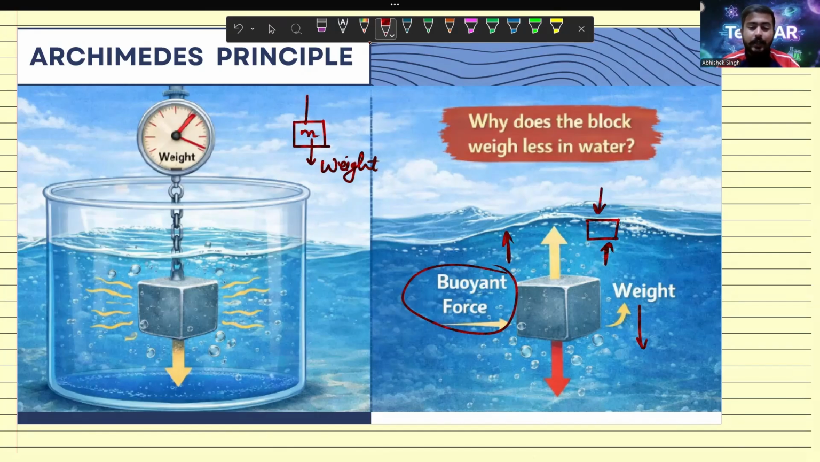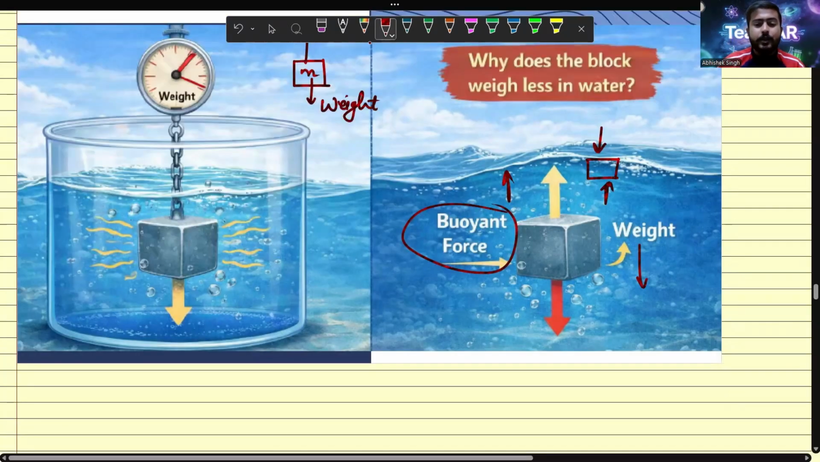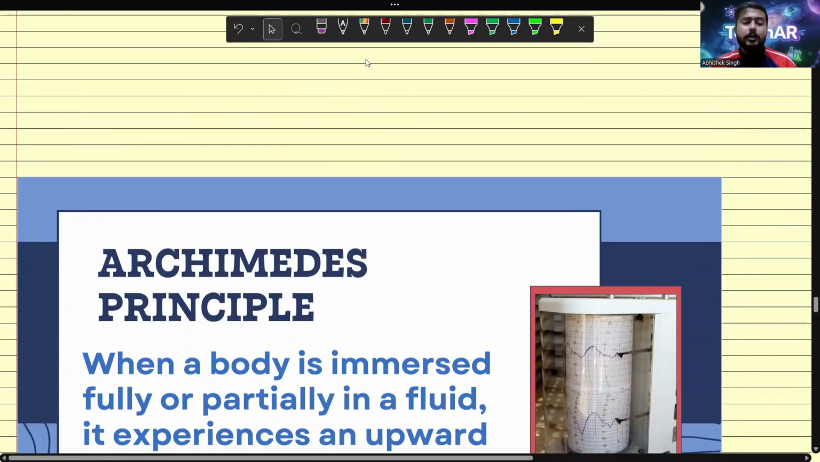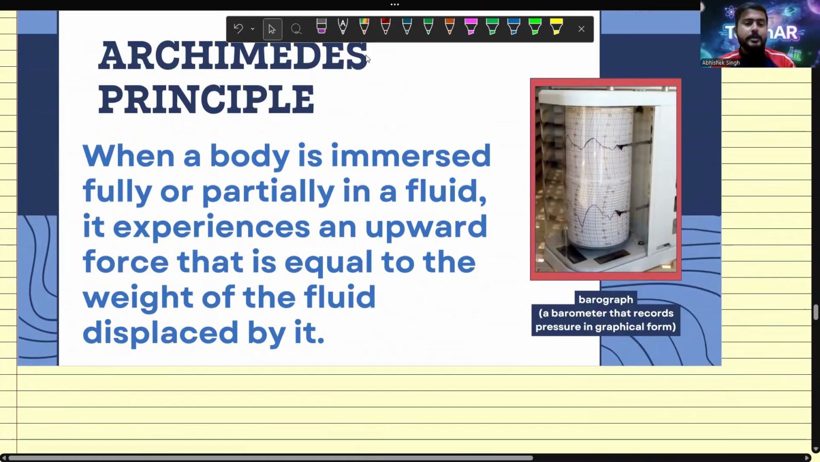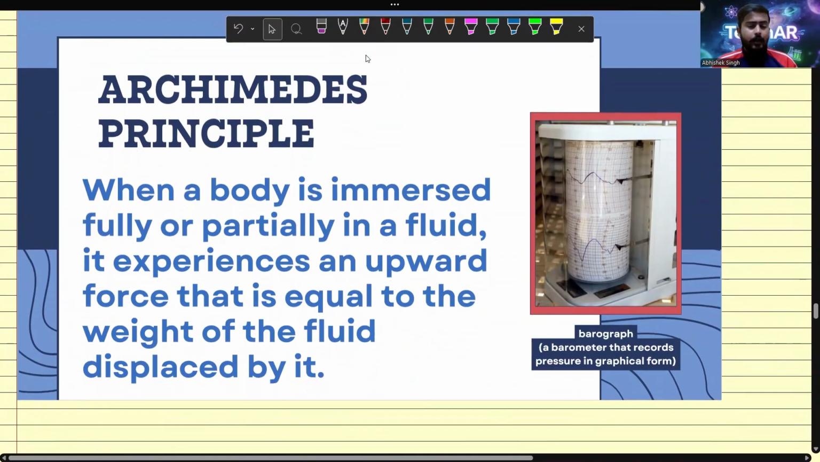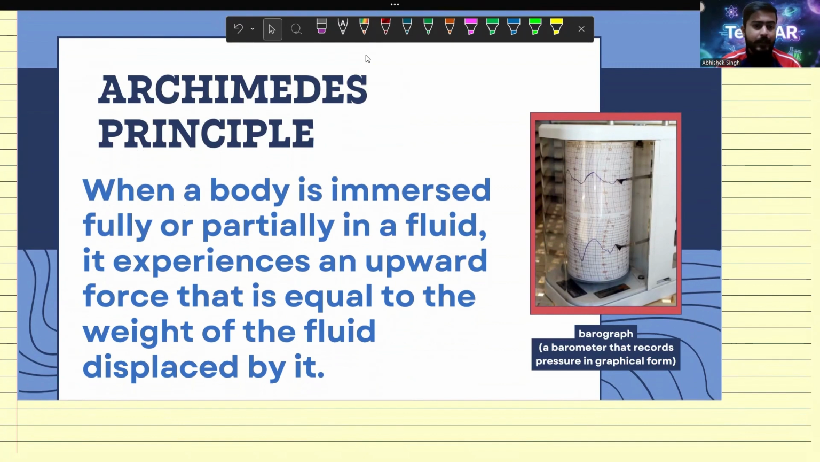And that is why we get to see that things become lighter when they are in a liquid, just because of this buoyant force. Now, what did Archimedes say about this? Archimedes was a very big scientist, a physicist. He gave a lot of things. The buoyant force, buoyancy, and density have all been explained by Archimedes. So, what does he say?